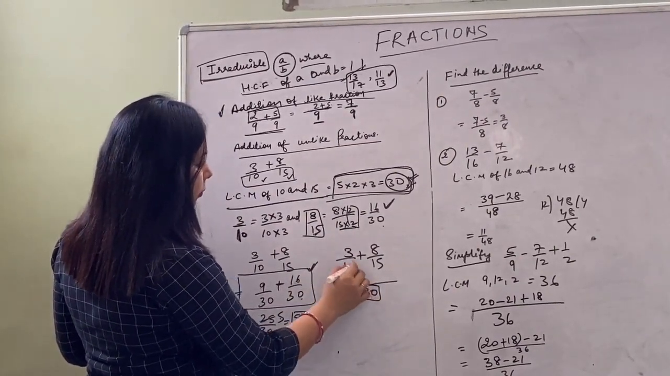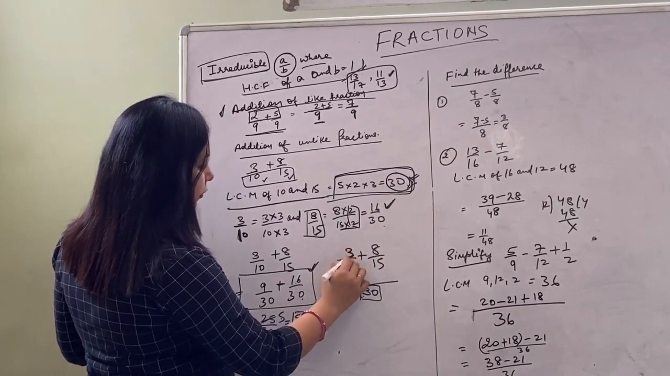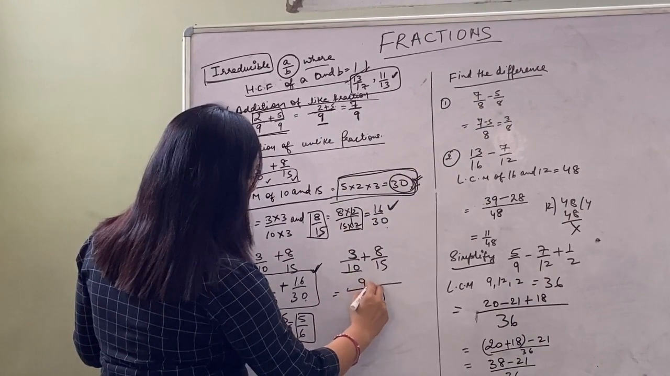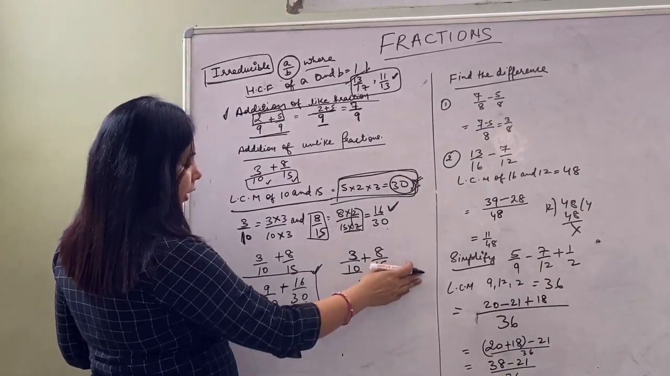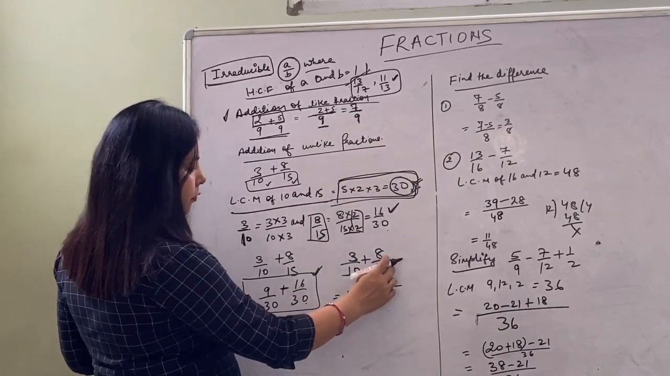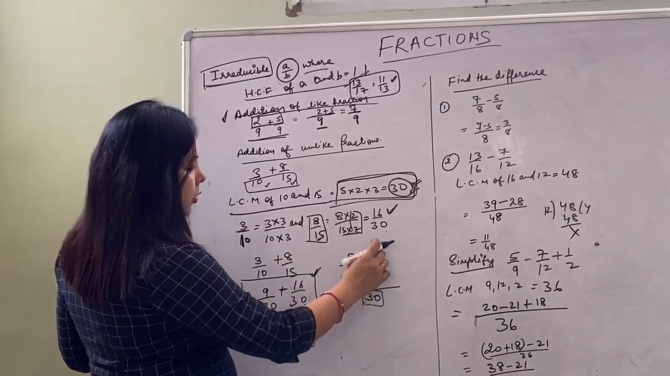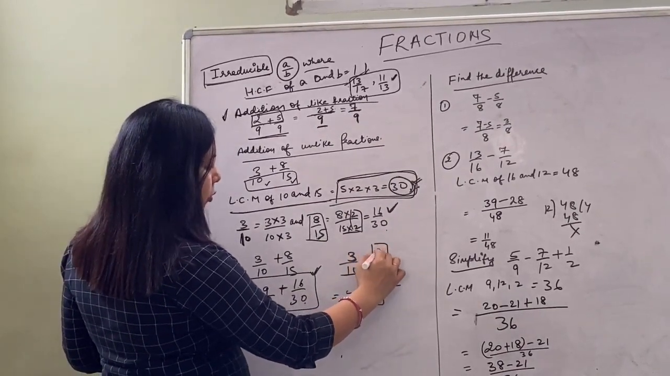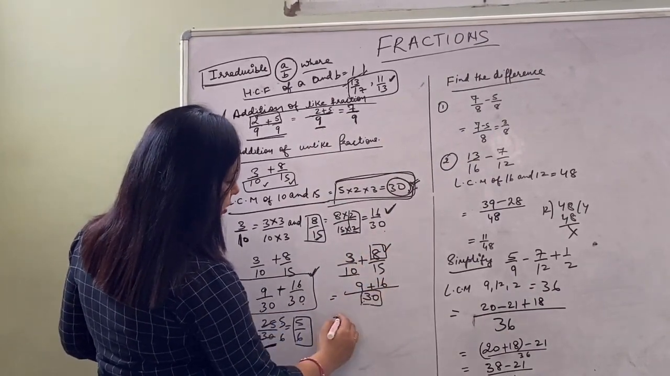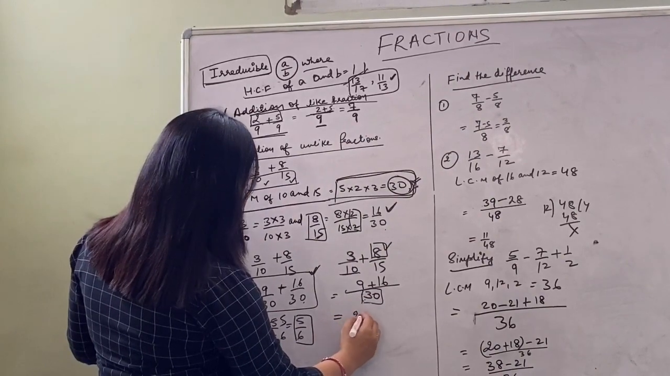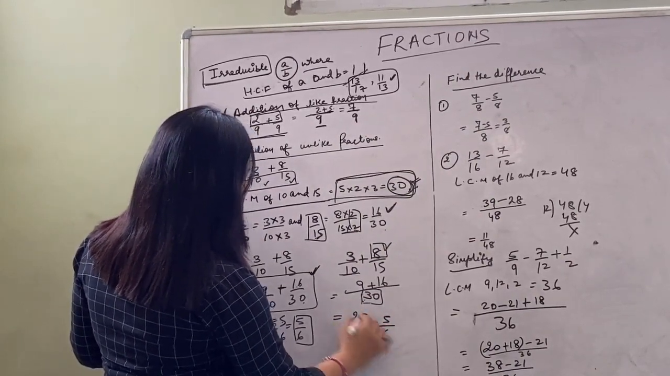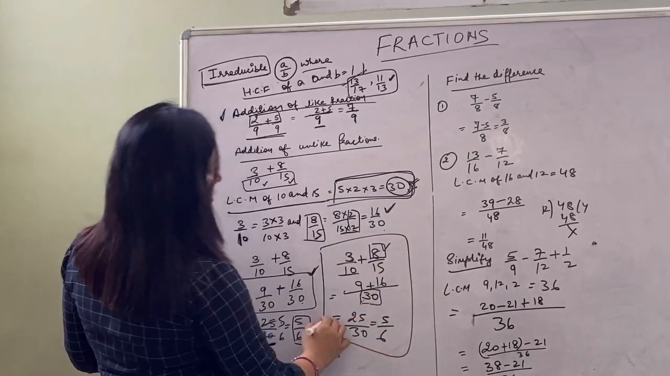Now we are going to multiply the numerator with that number, that is 3 threes are 9. So it will be 9. Now in the 15 table, how many times will 30 come? 2 times. 15 twos are 30. So we will multiply the numerator with 2 here. So 8 twos are 16. So it will come 25 by 30 and the answer is the same. So we can do it in 2 ways.